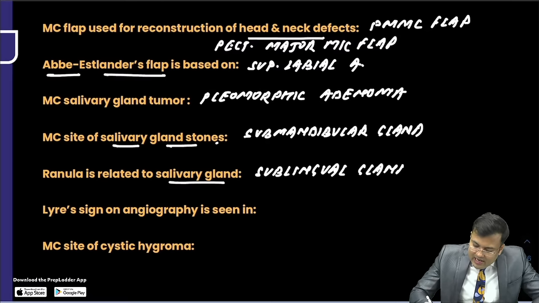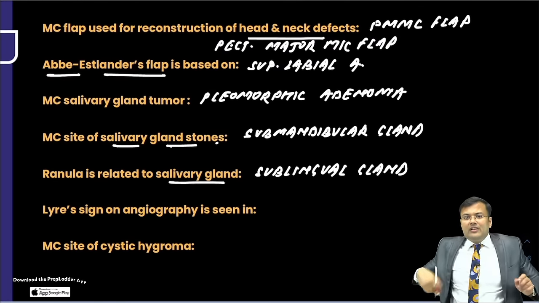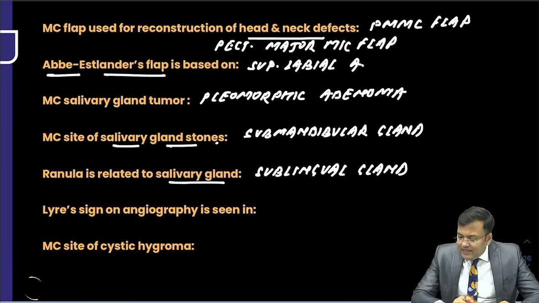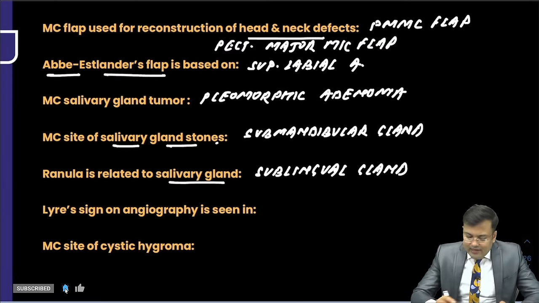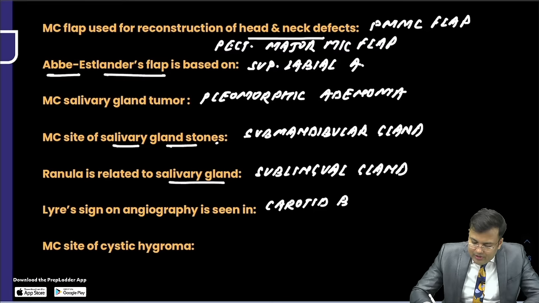Very good. Now, lyre sign on angiography. Lyre is a musical instrument not played much in India. Lyre sign on angiography is seen in which tumor? Carotid body tumor. Very good, Lakshmi Priya. It is seen in chemodectoma, also known as carotid body tumor.